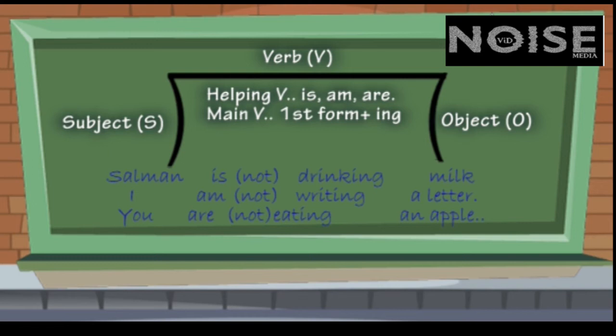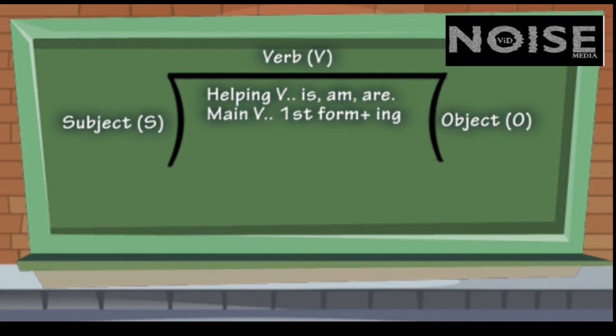How? Salman is drinking milk. Salman is not drinking milk. I am writing a letter. I am not writing a letter. You are eating an apple. You are not eating an apple. And question, reverse. Simply take is, am, are, what we call helping verbs, to the beginning of the sentence. Salman is drinking milk. This is a positive sentence. And how to change this into question form? Is Salman drinking milk?